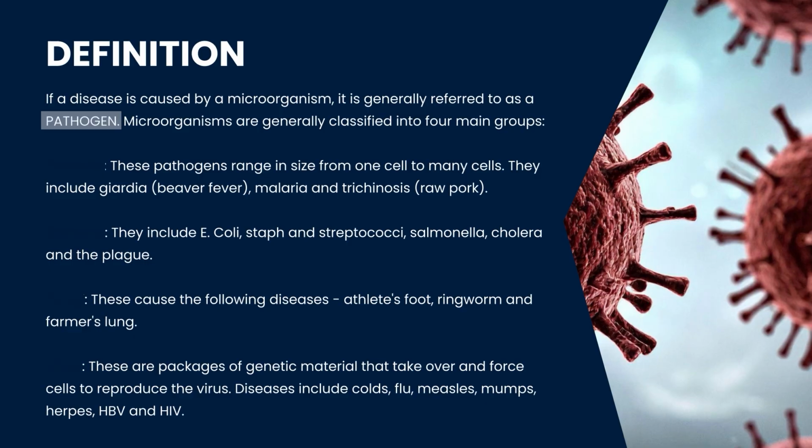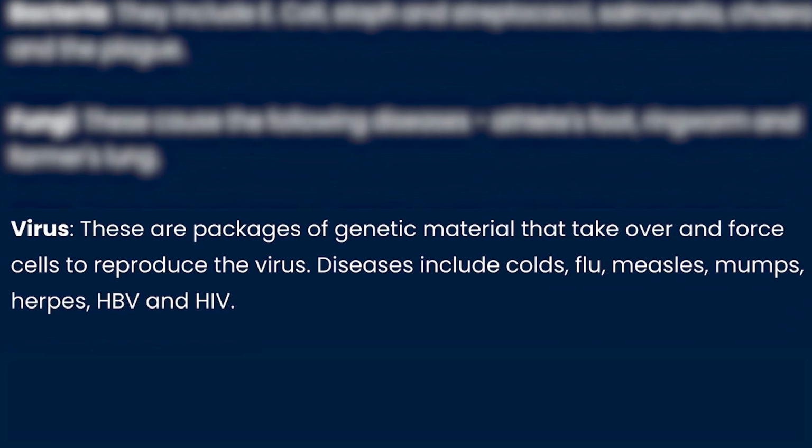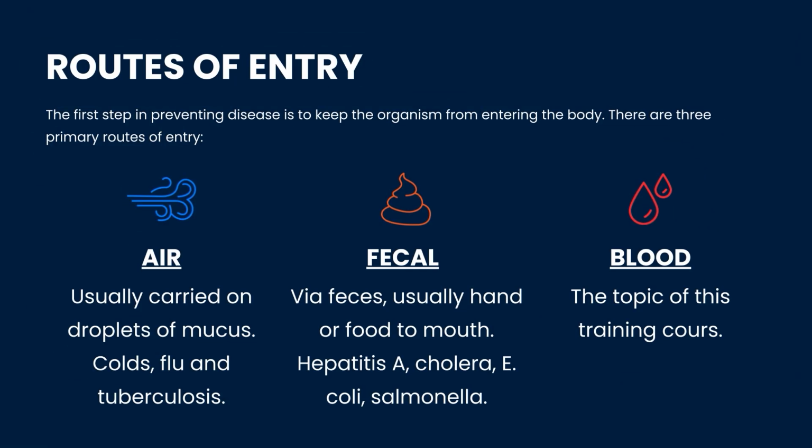If a disease is caused by a microorganism, it's generally referred to as a pathogen. These microorganisms fall into four main categories: parasites, bacteria, fungi, and viruses. Parasites can range from single-cell organisms to more complex organisms and include diseases like malaria and giardia. Bacteria include organisms like E. coli, staph, and salmonella. Fungi cause conditions like athlete's foot and ringworm. Viruses, which are especially relevant to this training, take over cells to reproduce and include diseases like the flu, measles, hepatitis B, and HIV.